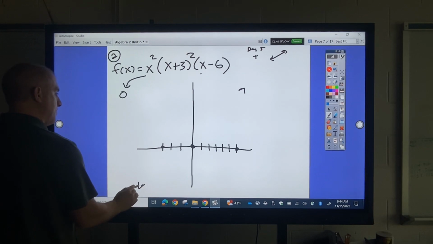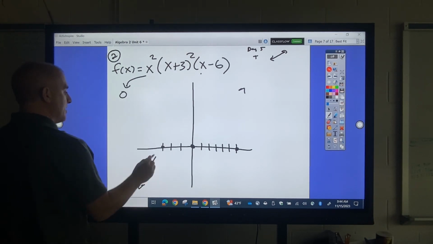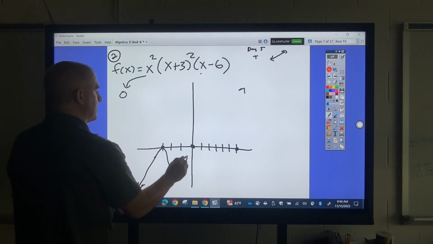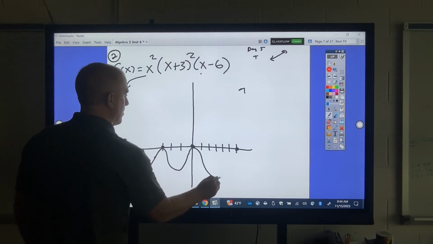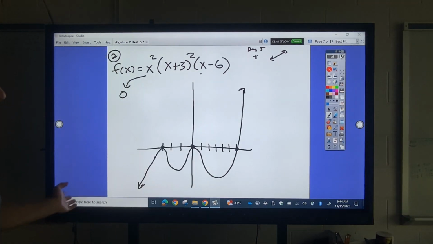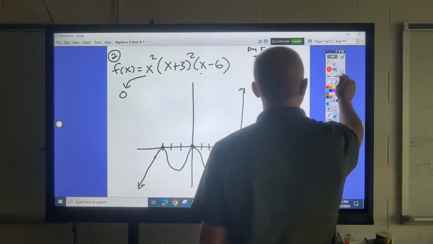Okay, so I'm going to start from the left. When I get to the -3 solution, what happens? Quick turn. What's going to happen when I get to this 0 solution? Quick turn. What's going to happen when I get this? Straight through. So you're sort of logical on how you're going to do this.